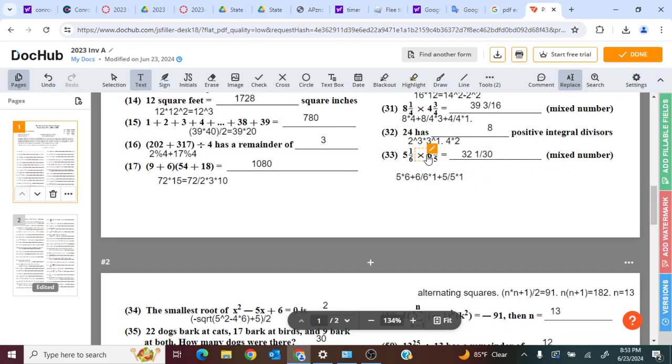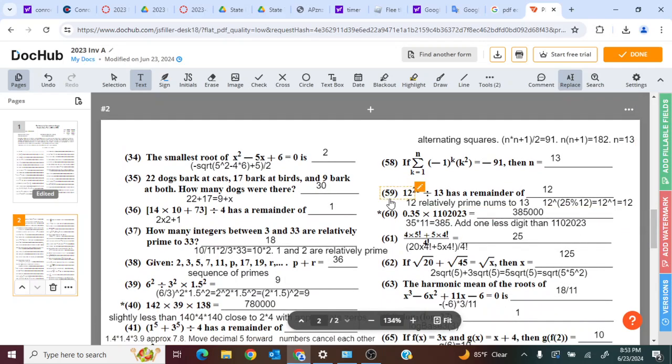So 5 times 6. Same thing as you did on 31. 5 times 6, 30. 6 divided by 6 times 1, 31. 5 divided by 5 times 1, 32. Your whole number is 32. Then multiply the fractions, 1 over 30. Smallest root of that is what? In this case, it is 2.